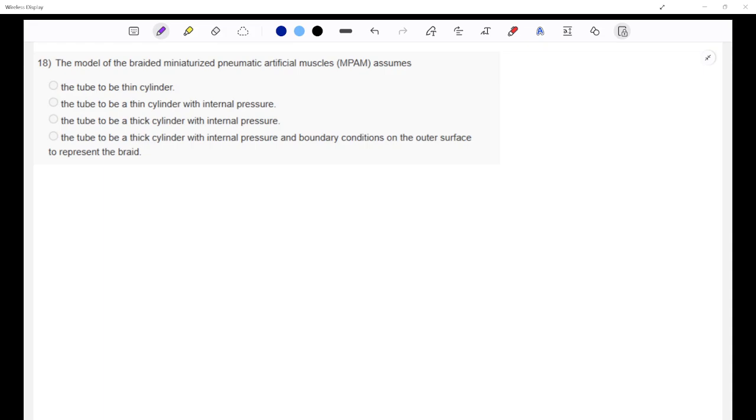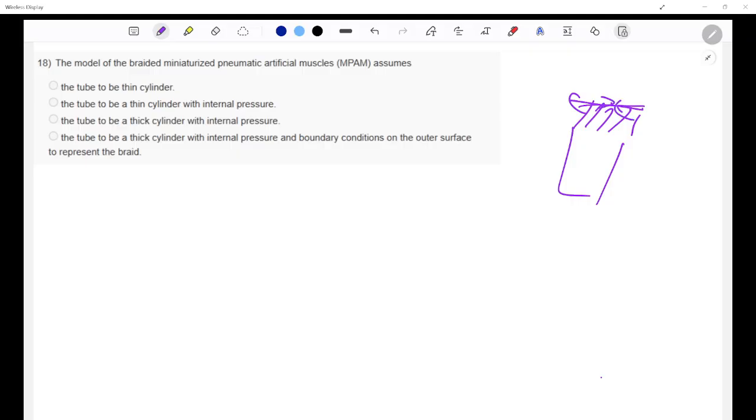So if this is a tube, these are the braided fibers. Components are inner elastic tube, braided mesh around the tube and compressed air inside. If internal pressure is there, it expands the tube. Braid constraint converts expansion to contraction. So MPAM operates using compressed air. When the pressure increases, the tube expands radially, but the braid restricts the radial expansion and it produces an axial contraction, similar to a muscle.